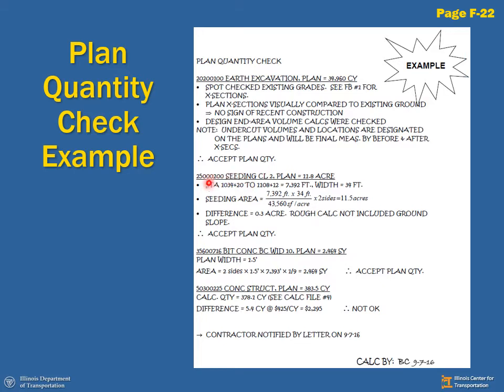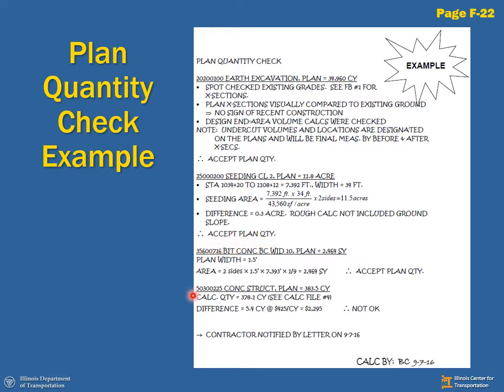Here we had some seeding between a couple of stations. We quickly calculated the length and the width. We made a calculation for the acres. We came up with 11.5. There was only a 0.3 acre difference between plan and our check here. We didn't include the ground slope, so there's probably a little bit more that's actually out there, so we're happy. Therefore, we're going to accept planned quantity.